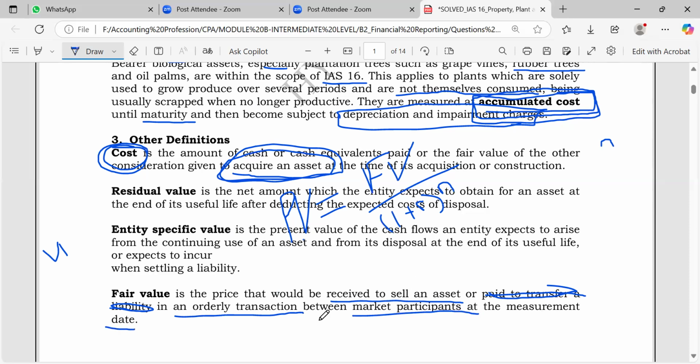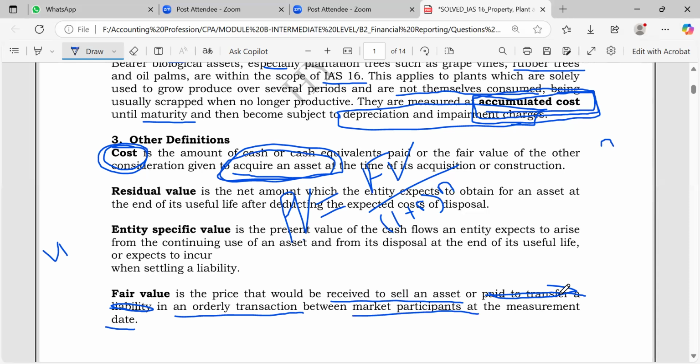When you are told at the measurement date, it's like, fair value depends. Fair value can be very volatile. Today, you may see this price, in 1 week's time, the price changes, right? So fair value keeps changing. That's why they say at the measurement date, you should look at the specific date at which you measured it. You cannot say, okay, this is the fair value, then in 1 week's time, someone comes and says, oh, this is the fair value, then you tell them, no, you are just wrong.